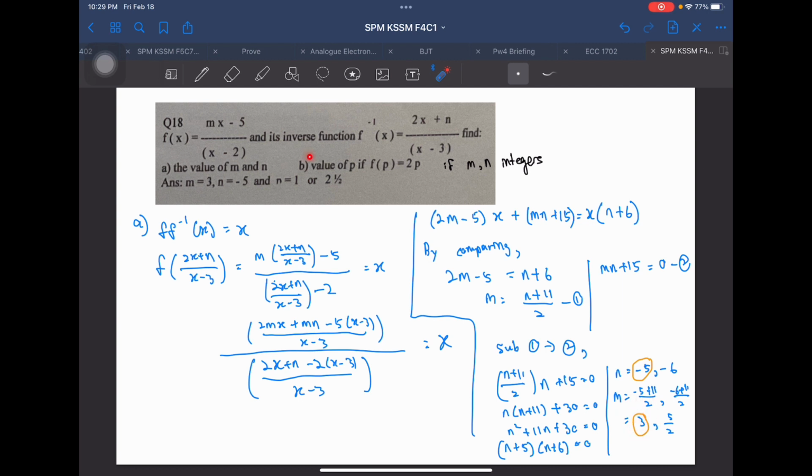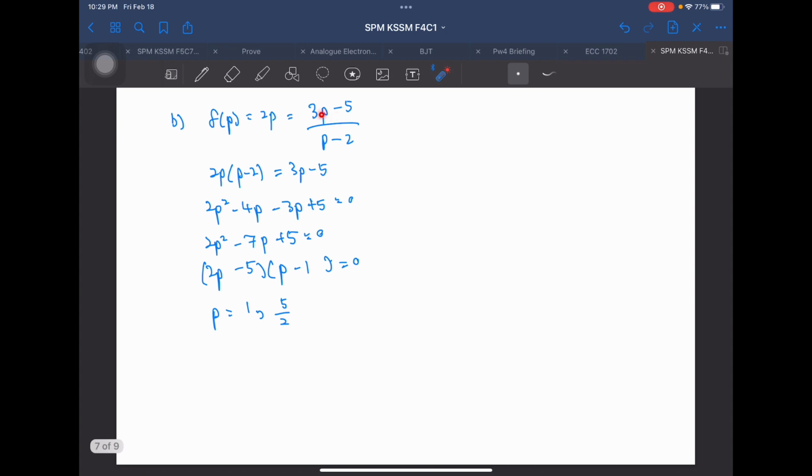Find the value of p if f(p) equals 2p. Okay, so f(p) equals 2p, sub in the function p, so you got this equals to this, and then move p minus 2 to the left hand side, so you got this, and then this one you expand it, so you got this, move it to the left hand side, and then here only 0 is left, so you got this. Okay, so sum it up, got the quadratic equation, factorize it, and then you know the answer is p equals 1 and 5 over 2.